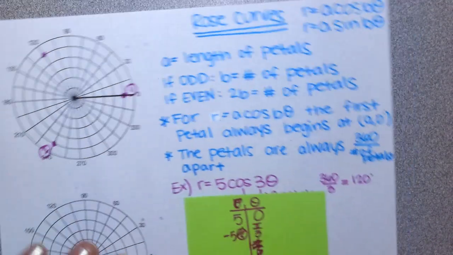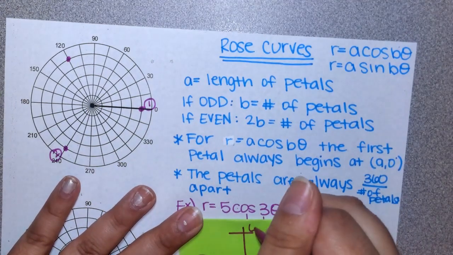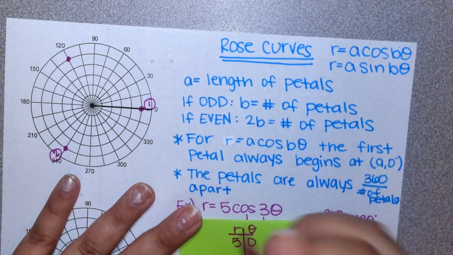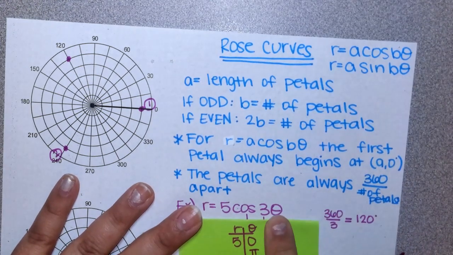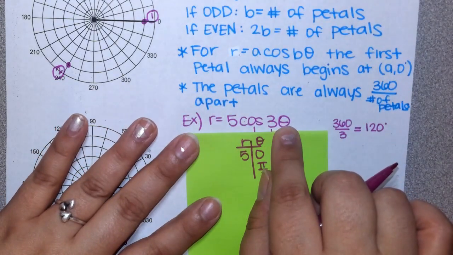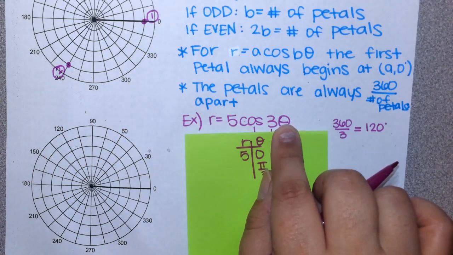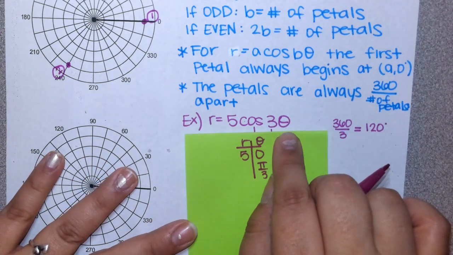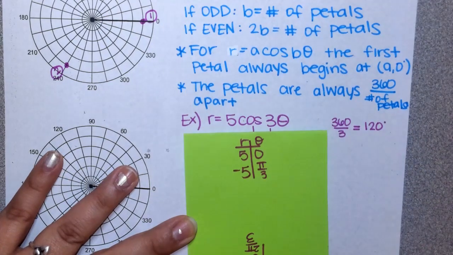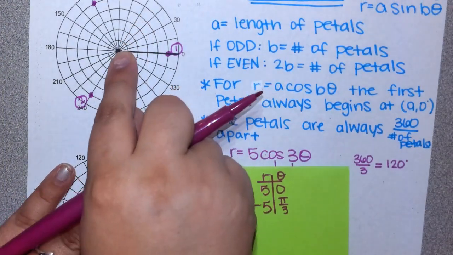Can I start from the top? Let me do it again real quick. Here's our theta, here's our r. We already did 0, we know it's at 5-0, right? At pi over 3, I am plugging this into theta. What is 3 times pi over 3? 3 pi over 3, which is pi. 3's cancel, pi. What is the cosine of pi? -1. What is -1 times 5? I like that. -5. So then you would plot -5 away from pi over 3, which is this right here.